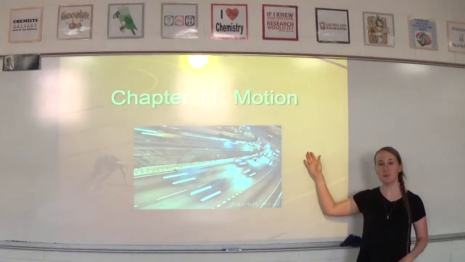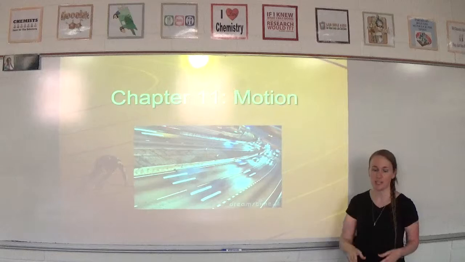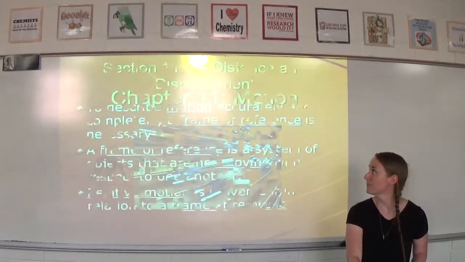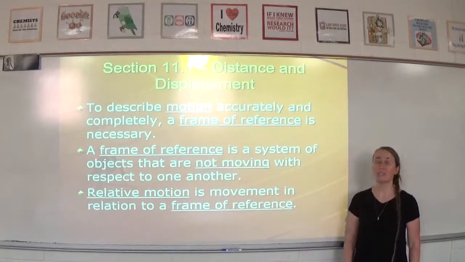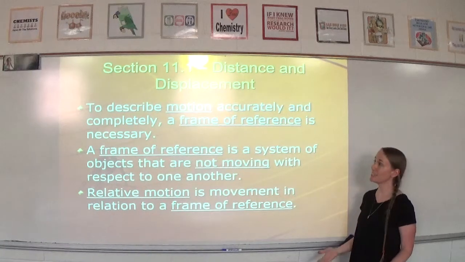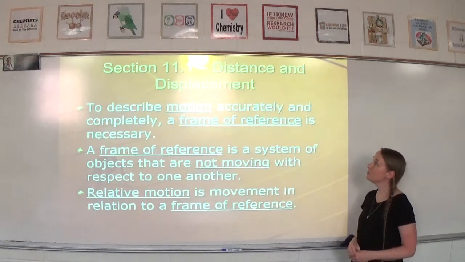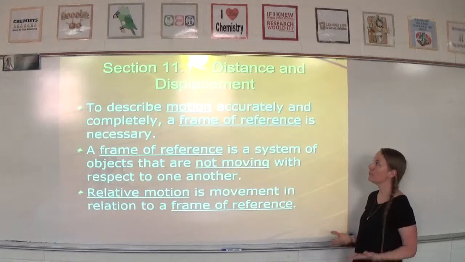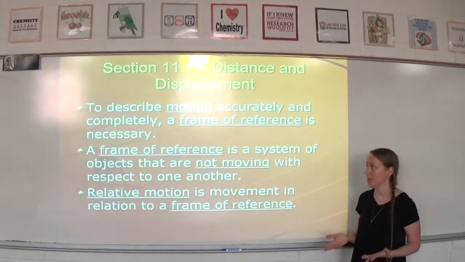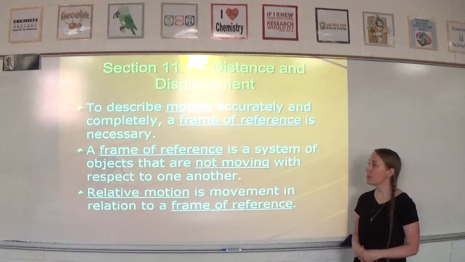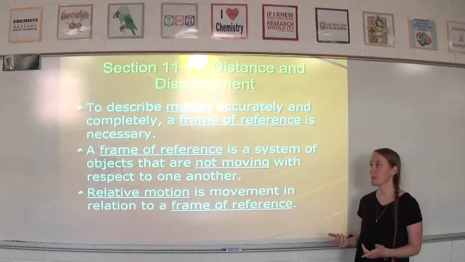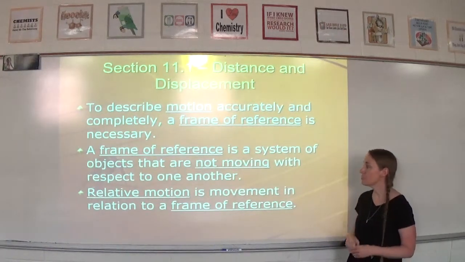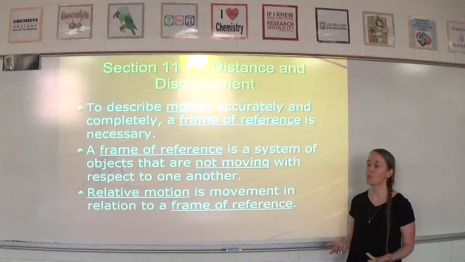Alright, so chapter 11 is on motion, so like I said, we're going to cover section 11.1 right now. In 11.1, we're going to discuss the difference in distance and displacement. To describe motion accurately and completely, a frame of reference is necessary. A frame of reference is a system of objects that are not moving with respect to one another, and relative motion is the movement in relation to the frame of reference.